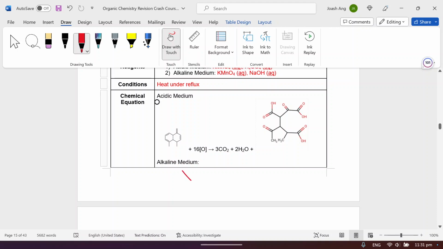So the ethane-1,2-dioic acid will actually be oxidized further. It will become 2 carbon dioxide and water. So 2, 4 oxygen, 1, 2, 3, 4. Okay, something like that.